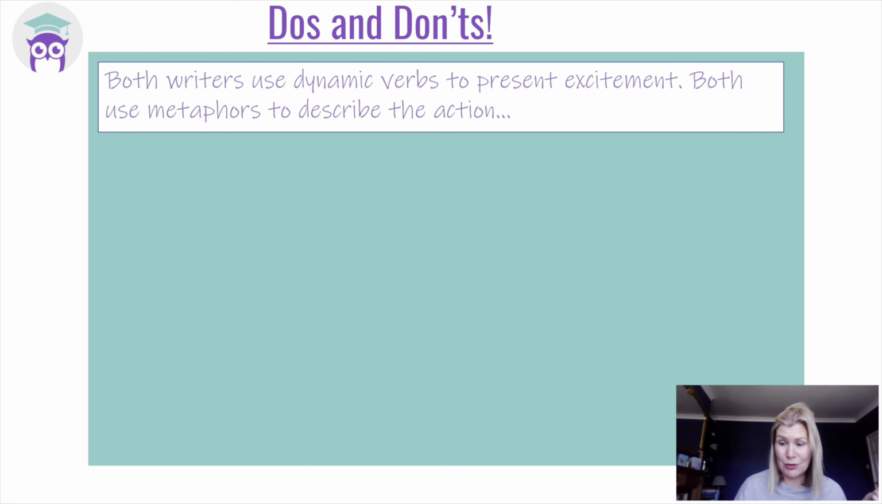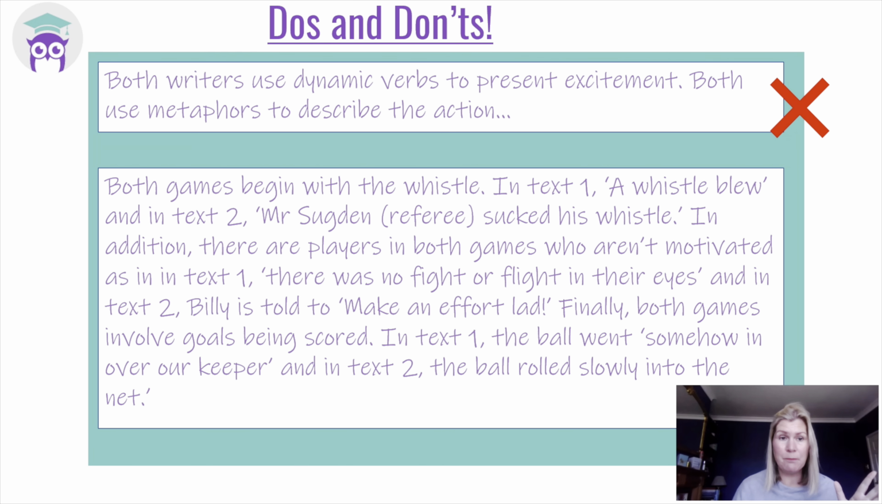This is what it should look like. And this would literally get you 6 marks. Okay. Both games begin with a whistle. In text 1, a whistle blew, and in text 2, Mr. Sugden sucked his whistle. In addition, there are players in both games who aren't motivated, as in text 1, there was no fight or flight in their eyes, and in text 2, Billy is told to make an effort, lad. Finally, both games involve goals being scored. In text 1, the ball went somehow in over our keeper, and in text 2, the ball rolled slowly into the net. 6 marks, okay?